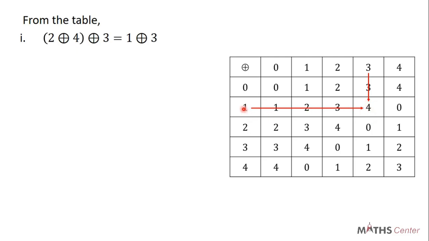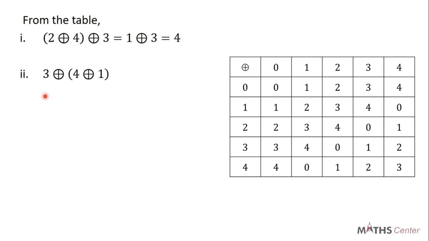So it means that from the table, 1 plus 3 is equal to 4. Note that in an examination, you don't have to draw the arrows in the table as I've done here. I drew them to show you how to pick the values from the table. 2 plus 4 will give us 1. So you have 1 plus 3, and 1 plus 3 from the table is equal to 4.